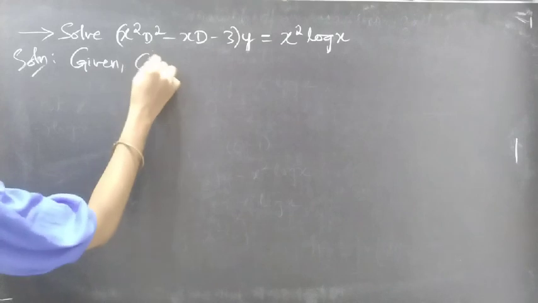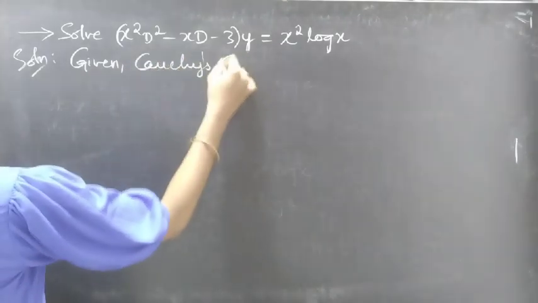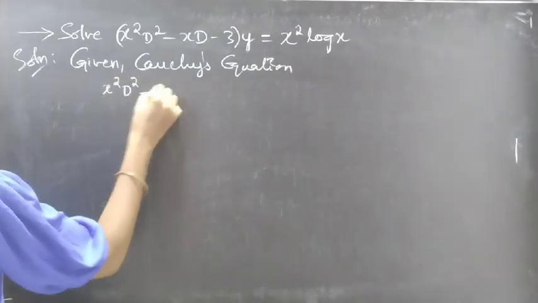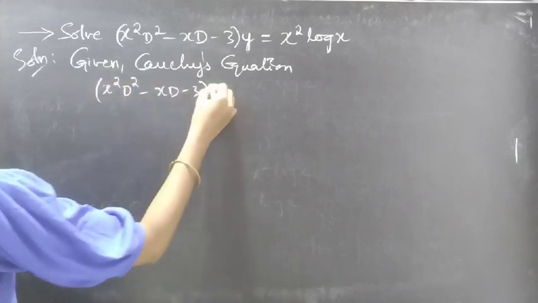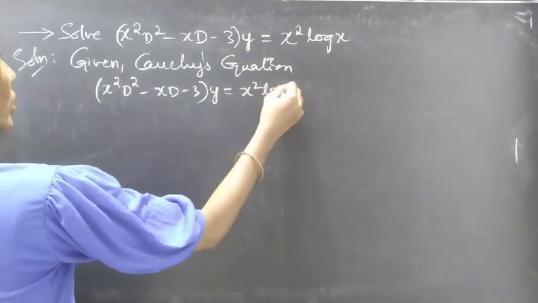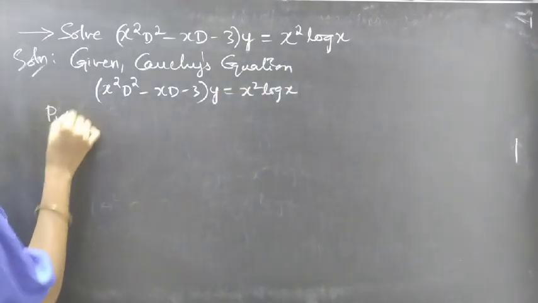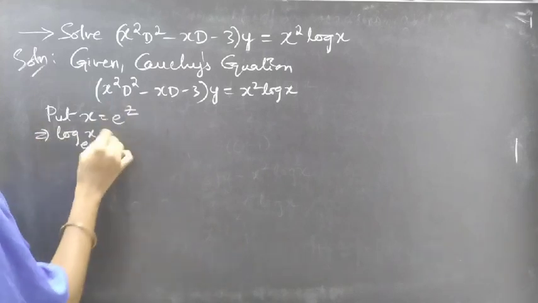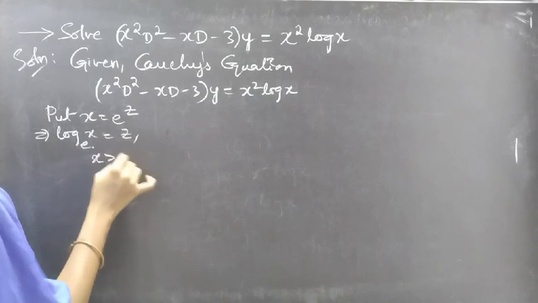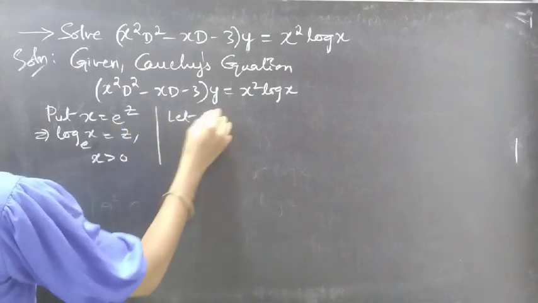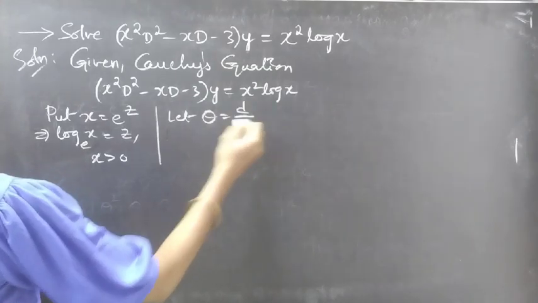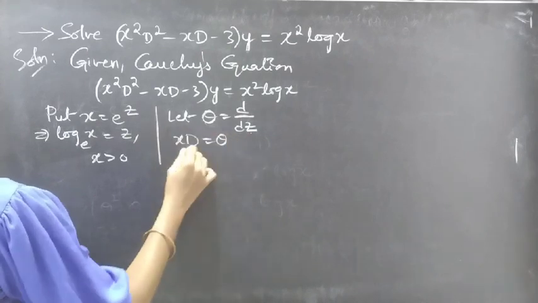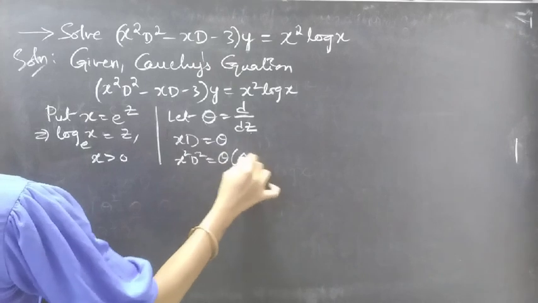Given Cauchy's equation (x² D² − xD − 3) y = x² log x. Now let's make the substitution. Put x = e^z, then log x = z for x greater than 0. Let θ = d/dz. Here θ is a differential operator with independent variable z. Then xD = θ and x² D² = θ(θ − 1).